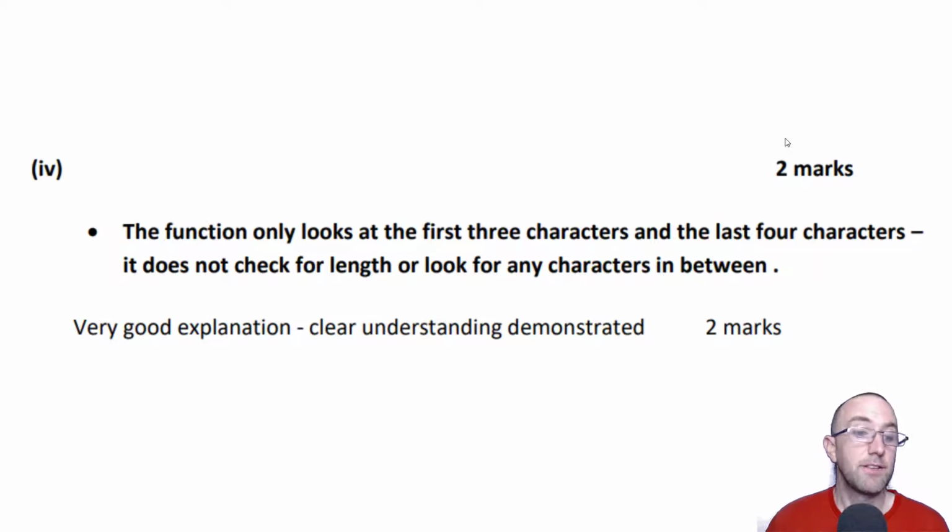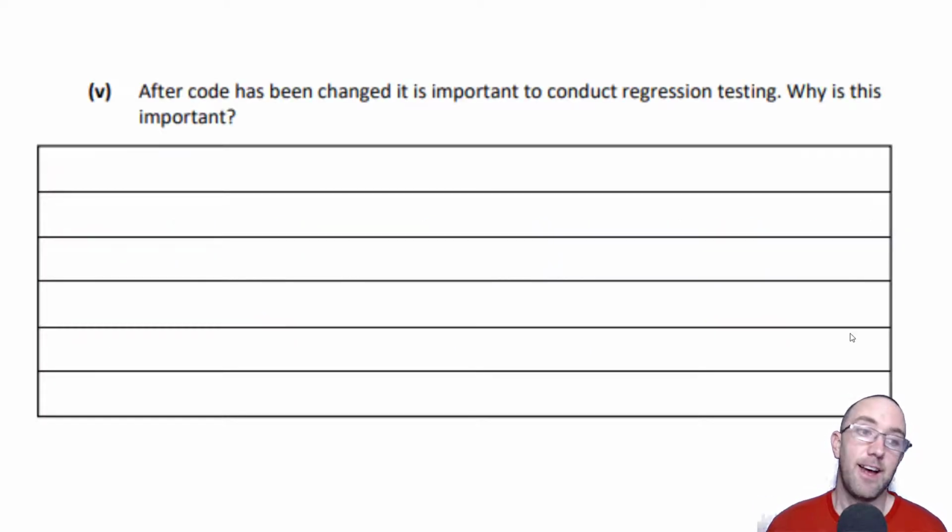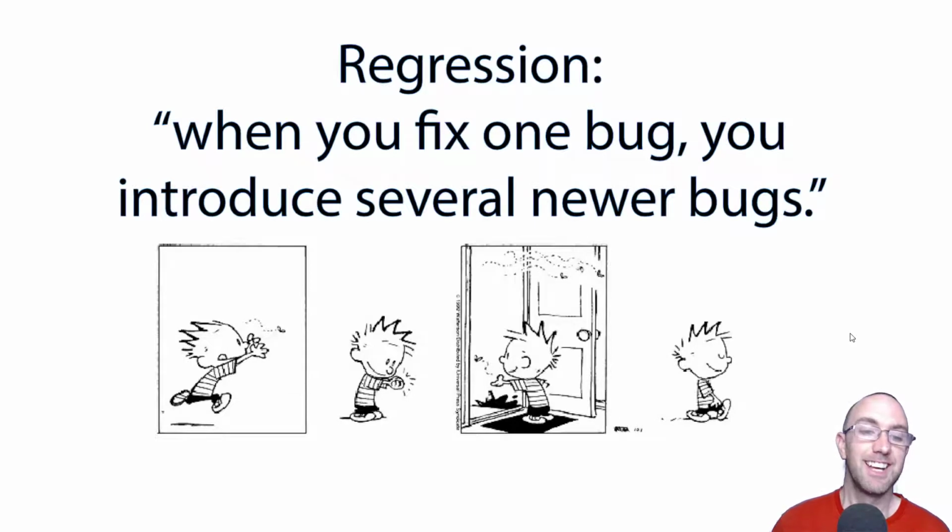So the marking scheme says, function only looks at the first 3 characters and last 4 characters. Doesn't check the length. That might have been a good thing to put into this function. Part 5. After the code has changed, why is it important to conduct regression testing? Why is this important? And what is regression testing? It's when you fix one bug, like this little guy here, and he chucks it out the door, and unbeknownst to him, 3 more bugs come in the door, but he thinks he solved the problem. That happens a lot when you add a feature and you break the last 2 features, but you just test your latest feature. You haven't tested, have you broken the last 2?